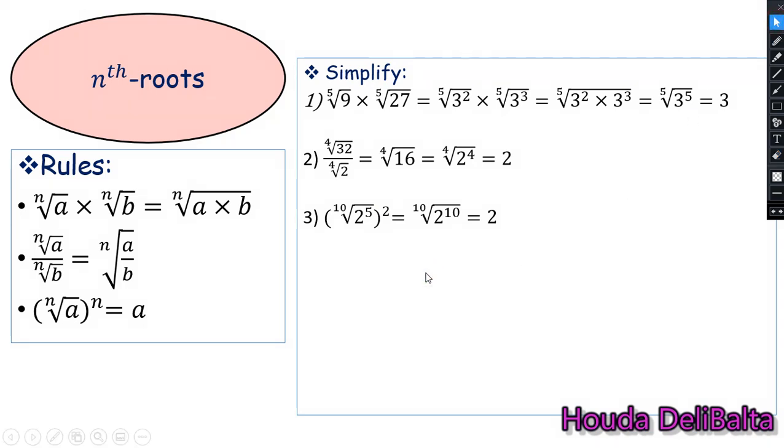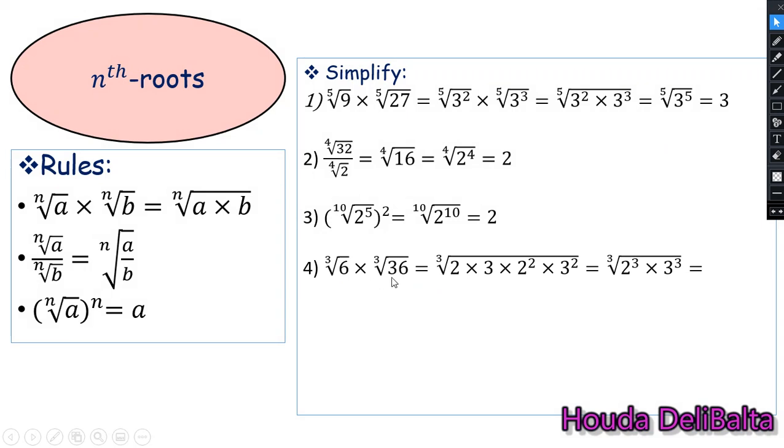Also, I have this example. Cube root of 6 times cube root of 36 is equal to cube root. I decompose 6 into 2 times 3 and 36 into 2 squared times 3 squared. Now, 2 power 2 times 2 power 1 is 2 cubed, and 3 power 2 times 3 power 1 is 3 cubed. So I will get 2 times 3, which is 6.